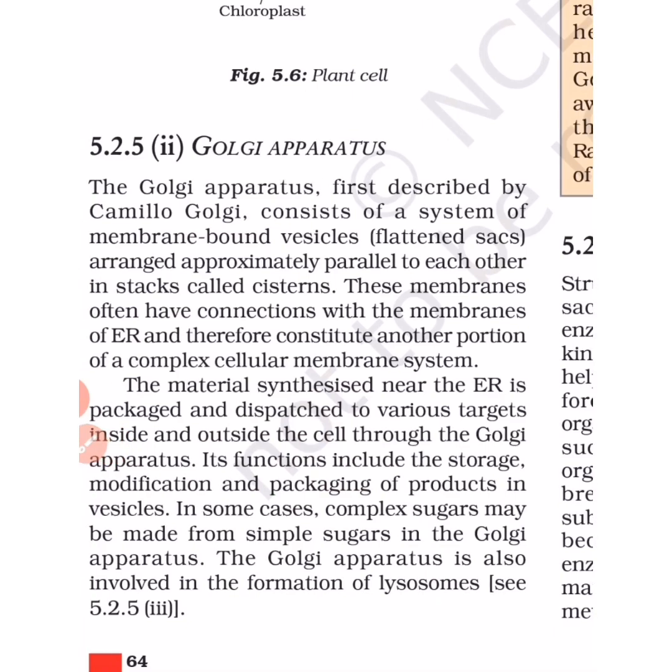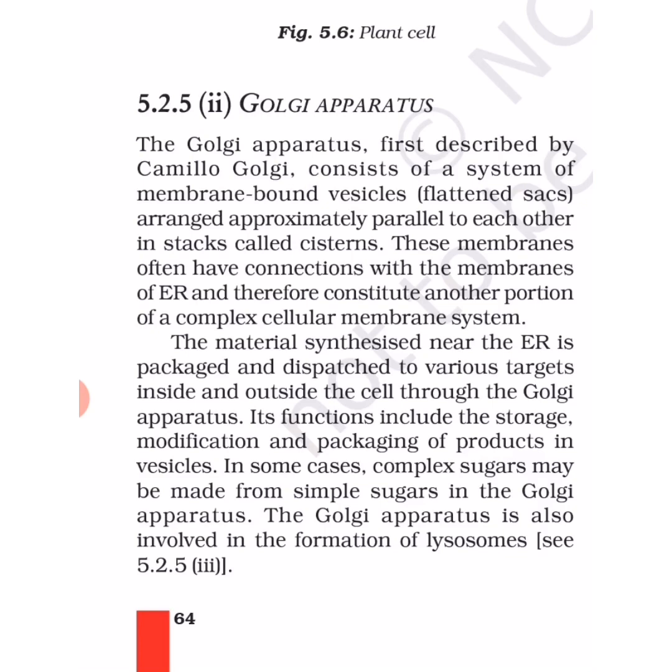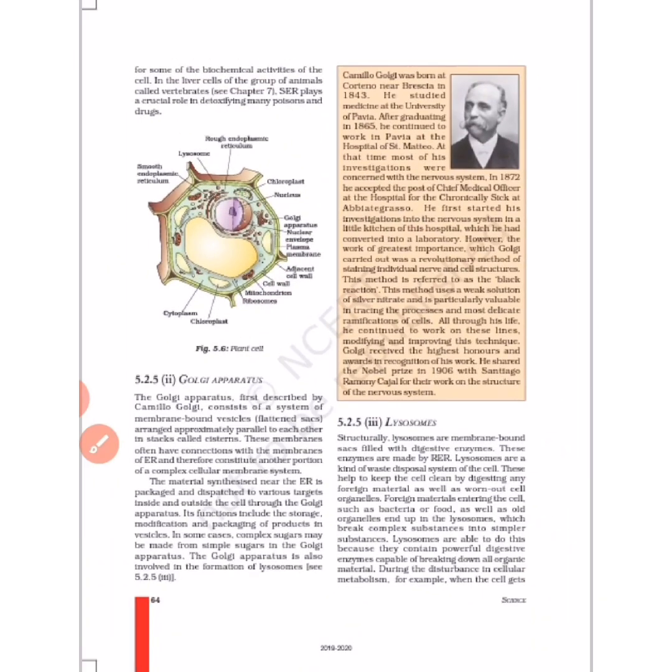Their main function is storage, modification and packaging of the products of the vesicles. For example, the proteins produced by the ER are packed into glycolayers and they are modified into glycoproteins. Lipids are modified into glycolipids, and then they are transported to the cells. So this is the function of the Golgi apparatus.